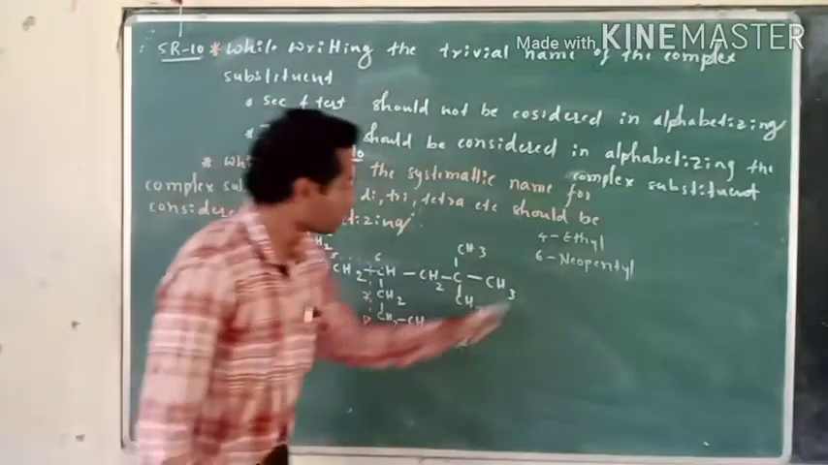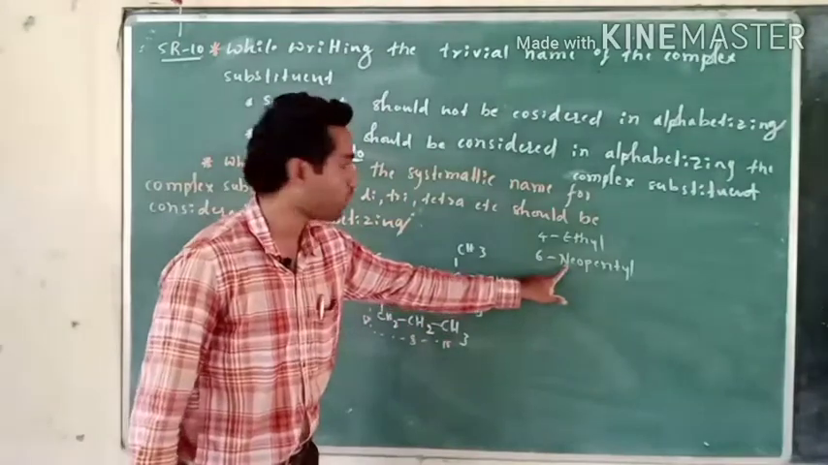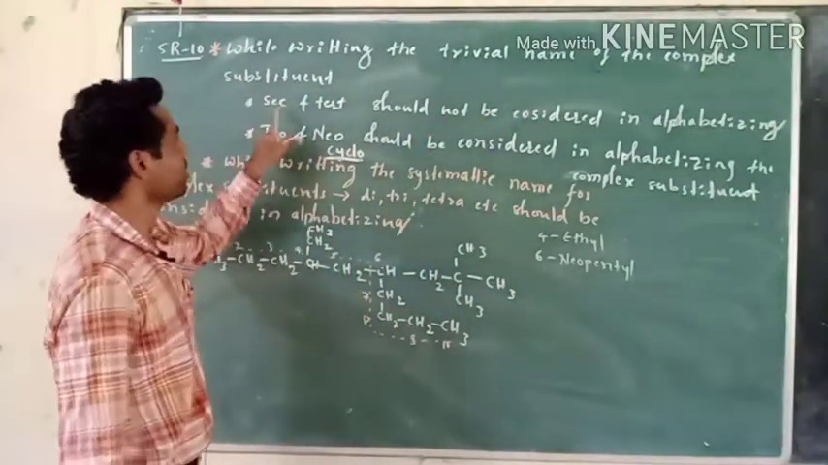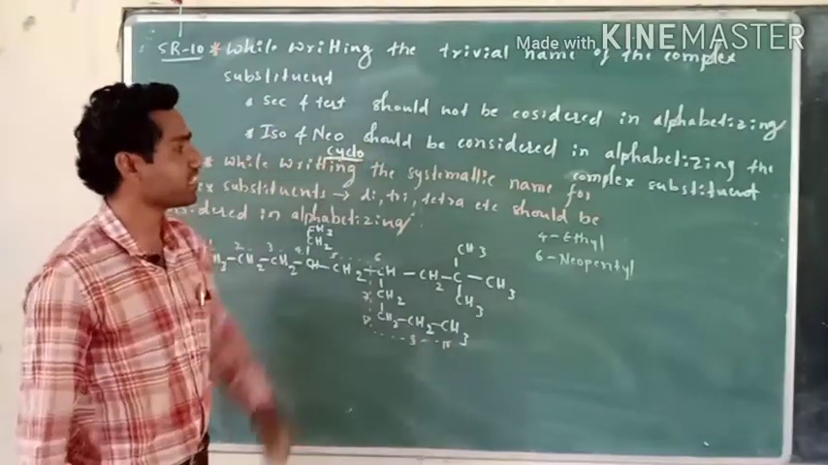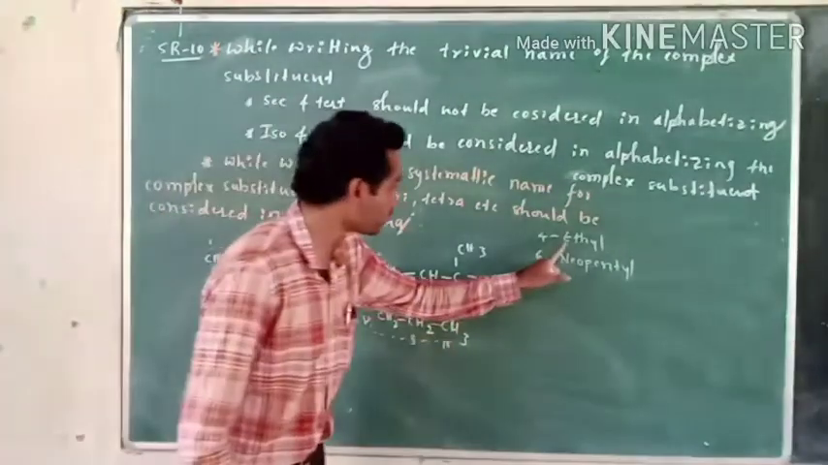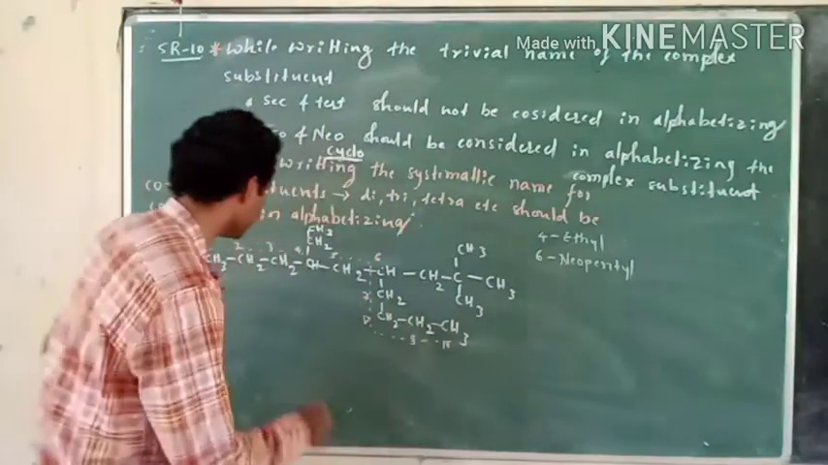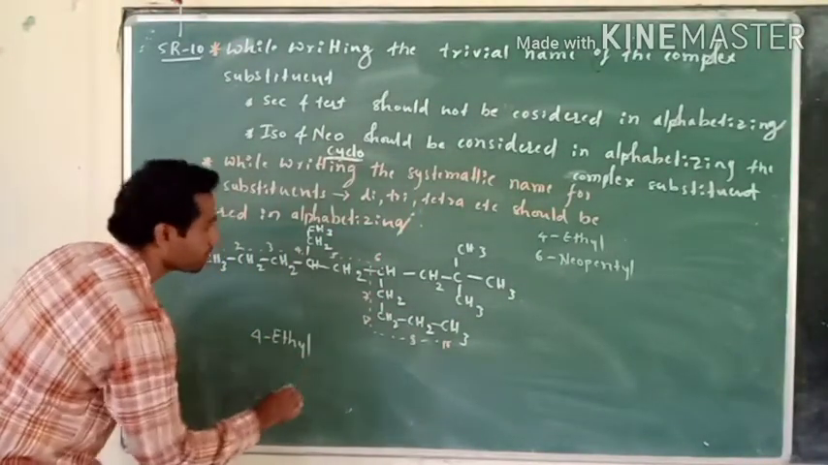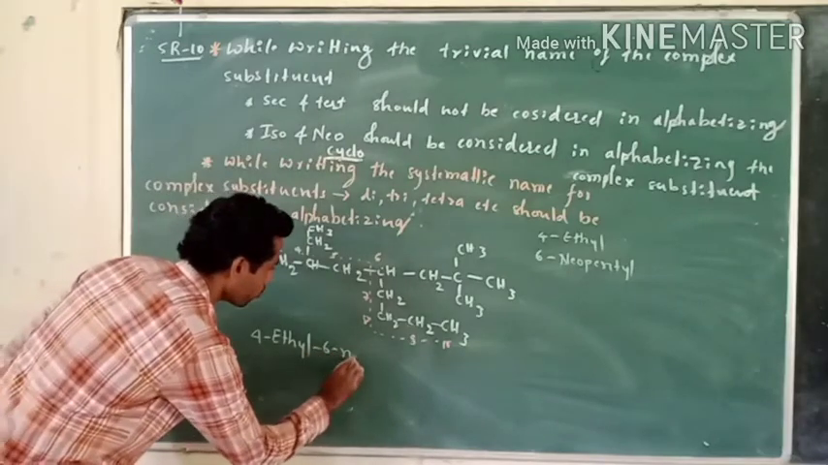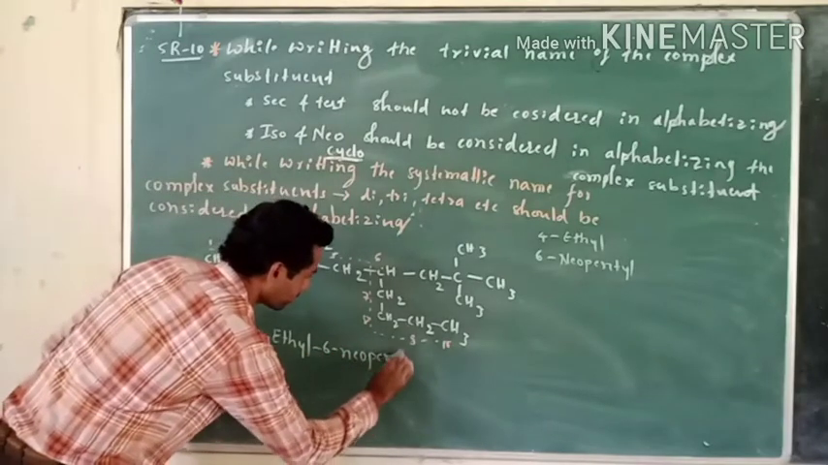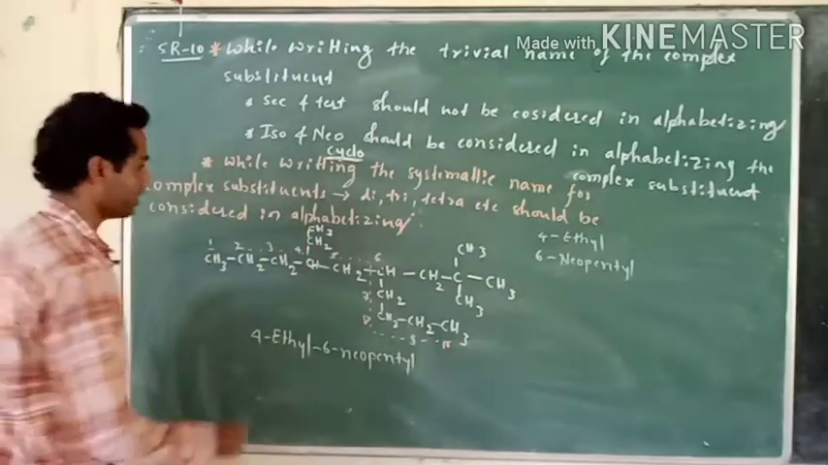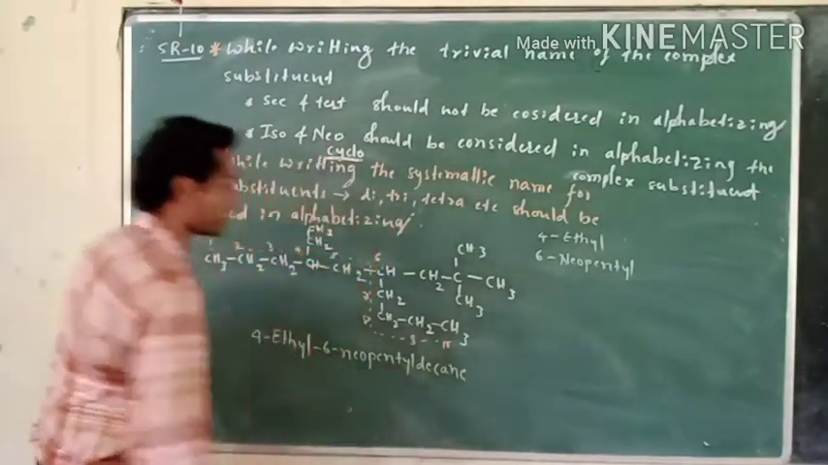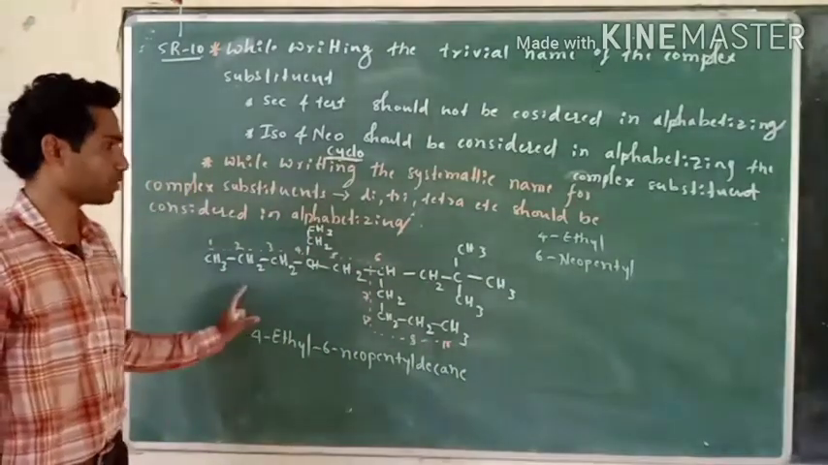So out of these two, remember, while writing the trivial name of the complex substituents, iso and neo should be considered in alphabetizing. So therefore E comes first compared to N. Therefore 4-ethyl, 6-neopentyl. So dec is the root word, ane is the primary suffix. So this is the name of this molecule.